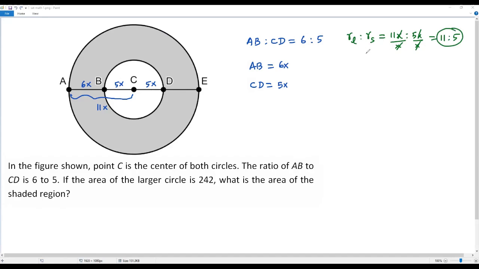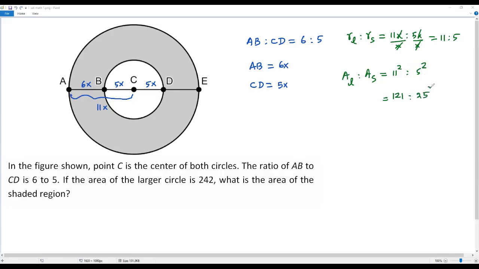From the ratio of the radii of the two circles, I'll be able to get the ratio of the areas of the two circles, that is the area of the larger circle to the area of the smaller circle. To get the ratio of the areas, I have to square both terms. When I square this one, I'm getting 11 squared, and when I square this one, I'm getting 5 squared. So this is the ratio of the areas of the two circles. 11 squared is 121, and 5 squared is 25.